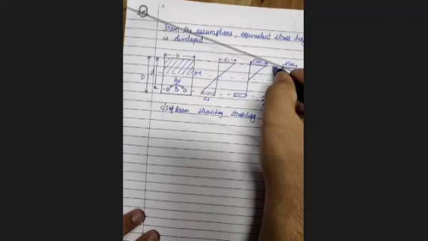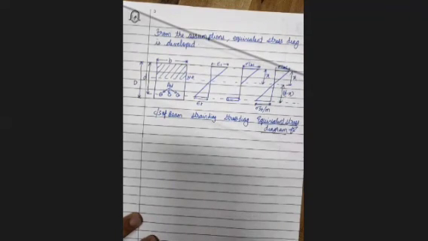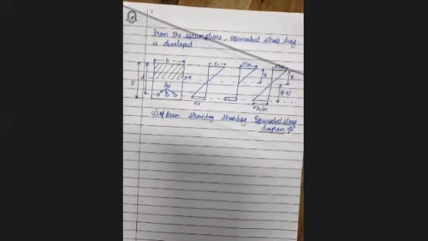And this, let us say, is at a distance of x from the extreme compression fiber to the neutral axis. So this will be d minus x. If this is x, this will be d minus x. I hope this is clear. This concept is clear to everyone.